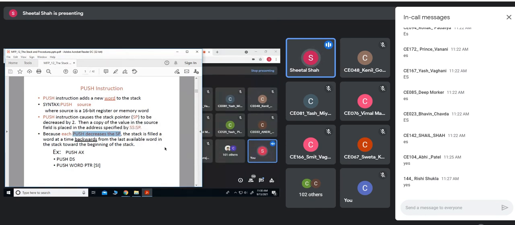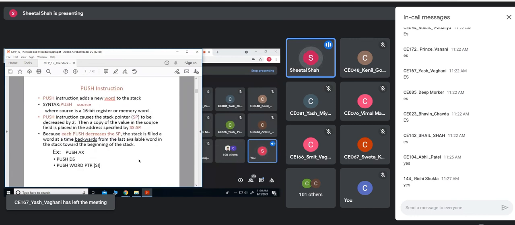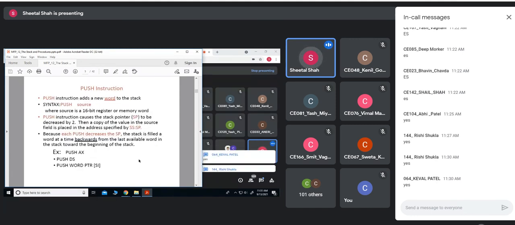So you can see that it is placing the data in, and the stack is growing in this order. The stack is not growing from the lower address towards the higher address. Are you getting me, all of you? Okay, so this is how the push instruction would work.